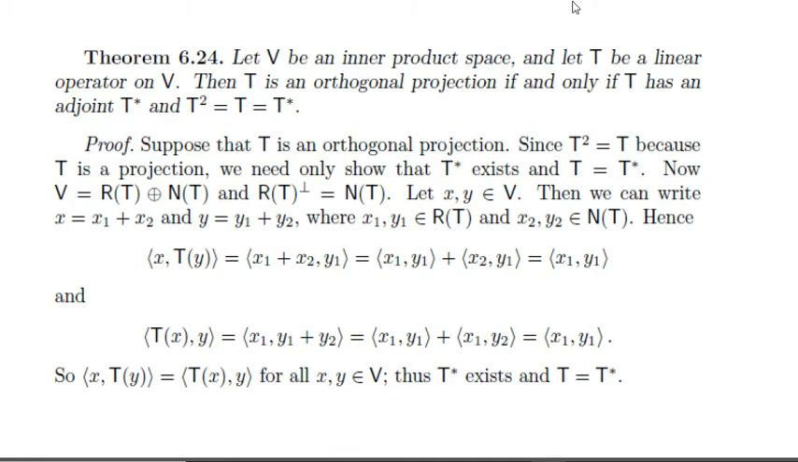So suppose T is an orthogonal projection. Now since T square is equal to T, because T is a projection map, we only need to show that T star is equal to T. Now V is equal to R(T) direct sum N(T), and R(T) perp is equal to N(T). So now we calculate the inner product of x comma Ty and the inner product of Tx comma y. We will see that both will be equal and thus T star exists and T is equal to T star.